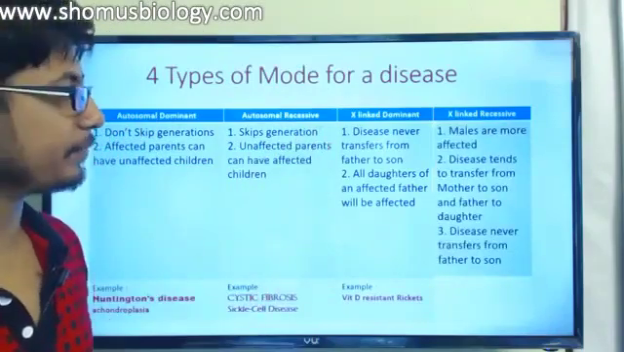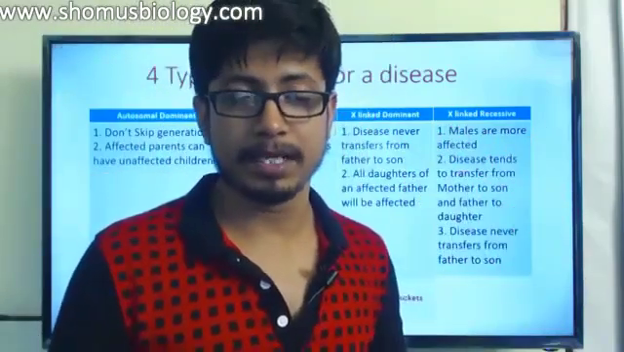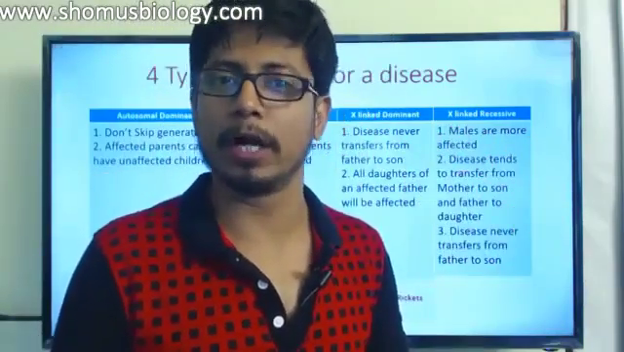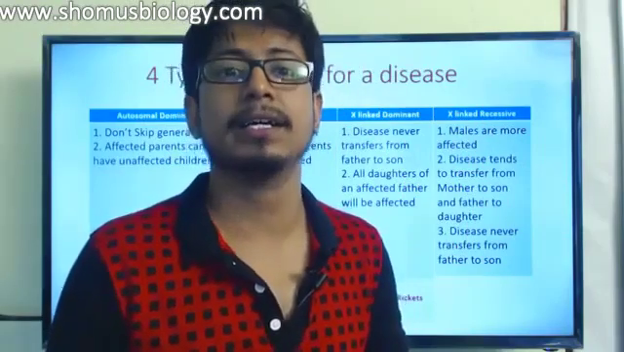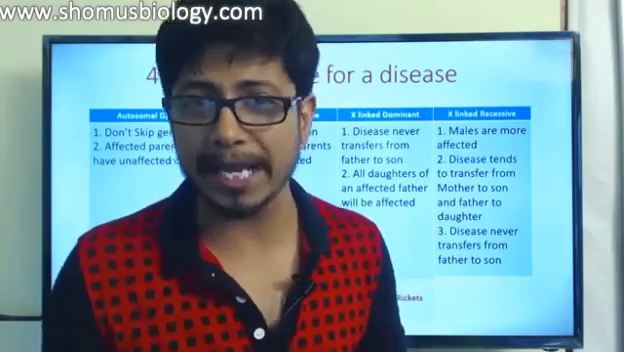Now X-linked recessive: males are more affected compared to females. And the reason behind this is males have only one X, and that X is transferred from the mother, because the father only gives a boy a Y.